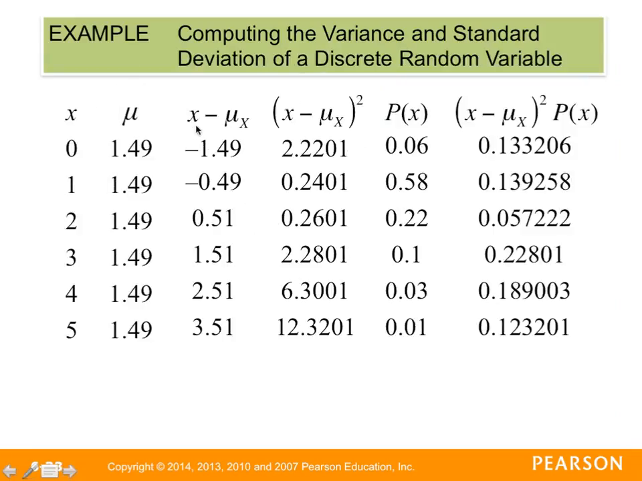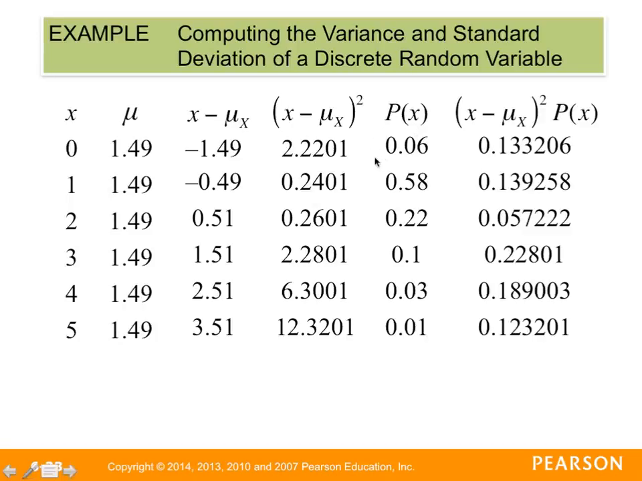First thing we're going to do is take our value, our x, and subtract our mean, our mu of x, all the way down. So we do 0 minus 1.49, we get negative 1.49. 1 minus 1.49, we get negative 0.49, and so on all the way down. Then we take all of the numbers in this column and square all of those numbers. So I'm going to do negative 1.49 squared. Keep in mind, whenever you square a number, it should always be positive. So you should always end up with positive numbers in this column here. If we take a look, we have all positive numbers here.